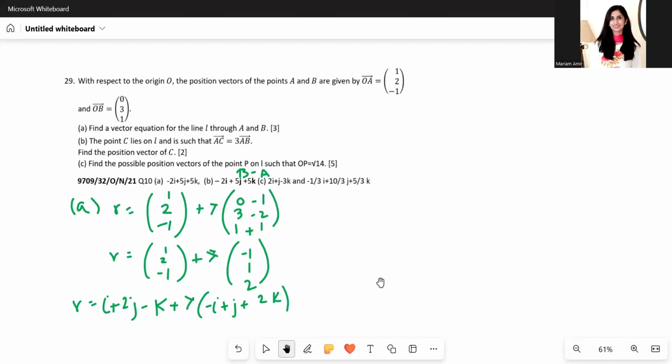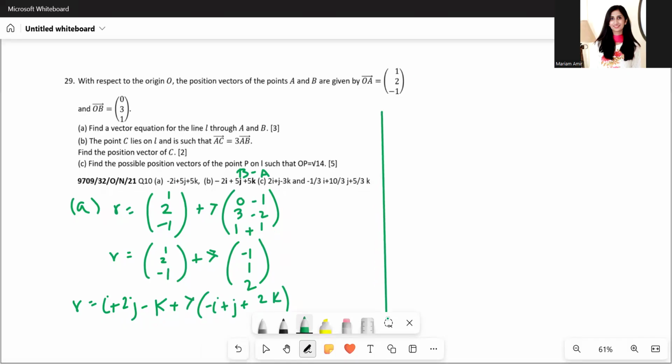Part B. The point C lies on L and is such that AC equals 3 times AB. Find the position vector of C. Okay, so the point C lies on L, so point C lies on this vector line. That means OC will be equal to (1 minus lambda, 2 plus lambda, and -1 plus 2 lambda), since it lies on the same line.